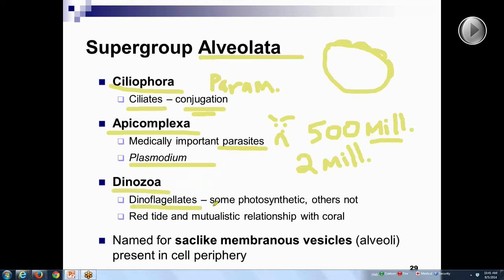Dinozoa include the dinoflagellates. Some are photosynthetic, others are interestingly not. So some of them don't act like algae, they're not photoautotrophs. Dinozoa have flagella, obviously, hence the name dinoflagellate, being a big group in here. The dinoflagellate is called red tide.